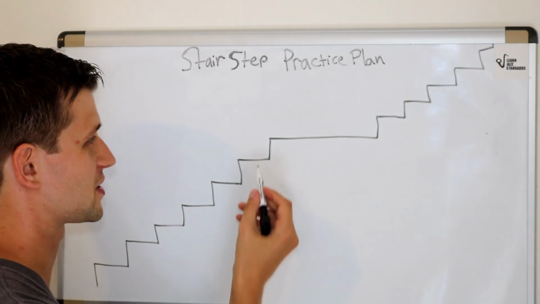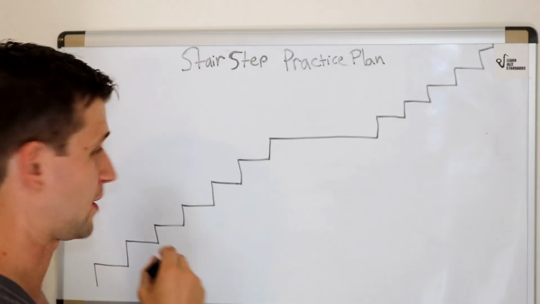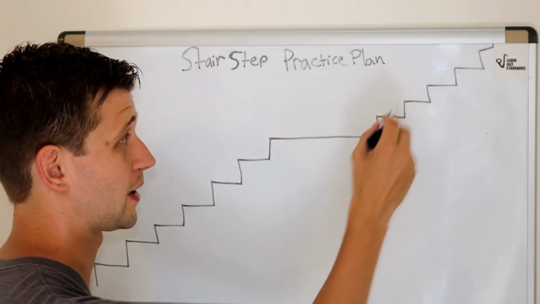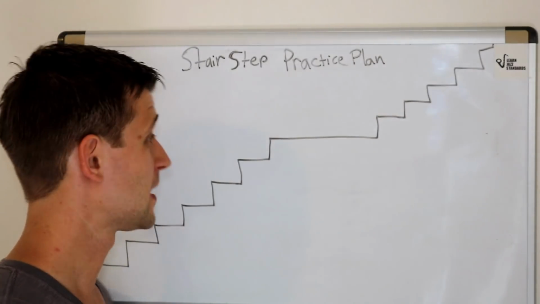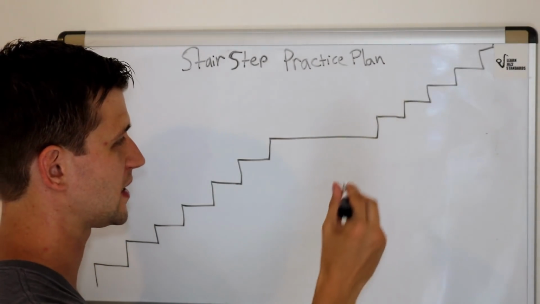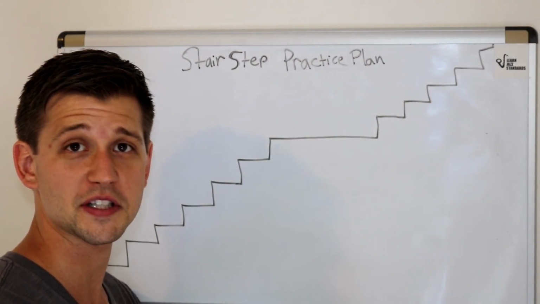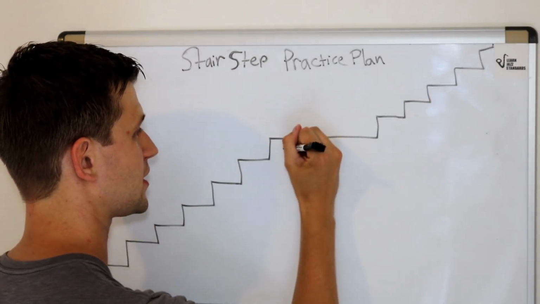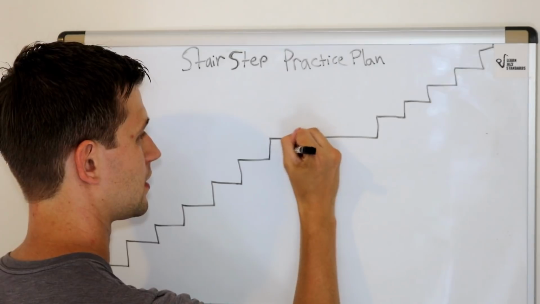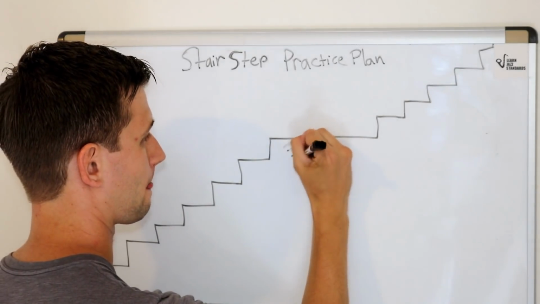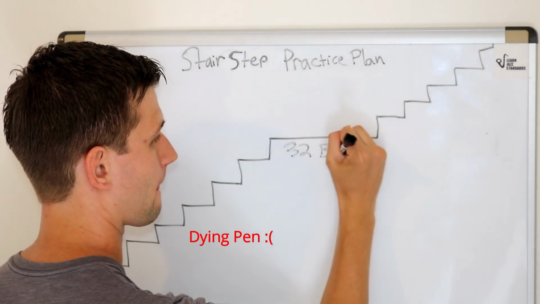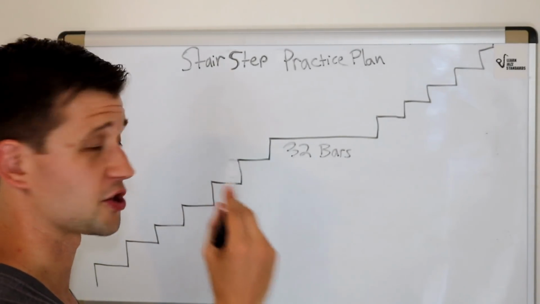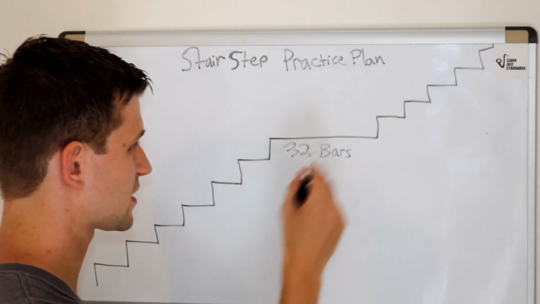So take a look at this long line in the middle right here. I like to think of this as sort of like the first floor of a house, right? We have stairs going up, and then here's floor one or whatever you want to call it, and then this is going up to the second floor. So this first floor is our short-term goal. Now, what did we say our short-term goal was in this example that we're giving? It's 32 bars of a solo. Pen's dying out here. So 32 bars of a solo. That was our short-term goal.